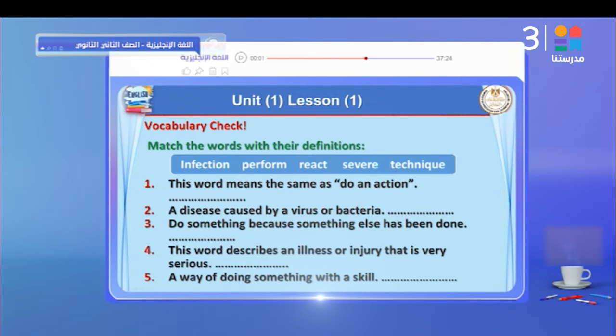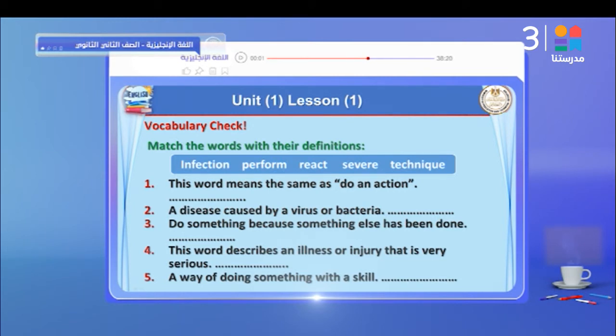The first word is infection. The second word is perform. The third word is react. The fourth is severe. And the fifth is technique, okay? So we've discussed those words in the text, but again, I want you to remind me with the meanings. What do we mean by the word infection? Can you remember? Please write it down if you remember it.